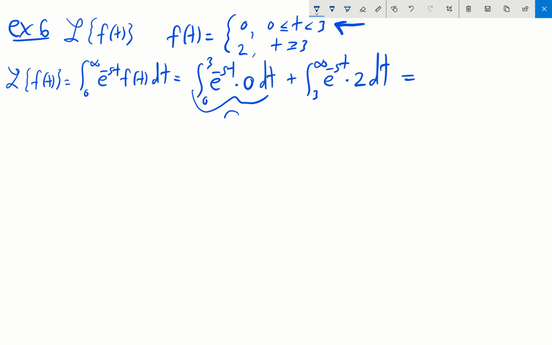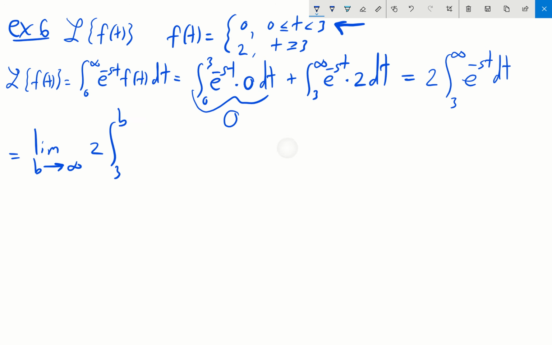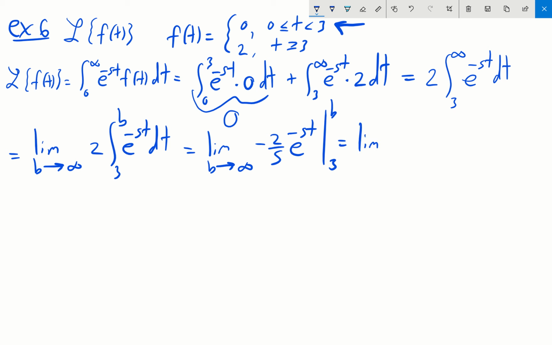For this first integral, the integrand is going to be 0, and therefore that whole integral will be 0. And so we're left with 2 times the integral from 3 to infinity of e to the negative st dt. Let's go ahead and work out this improper integral. This is the limit as b approaches infinity of 2 times the integral from 3 to b of e to the negative st dt. Simple u substitution on this one. The limit as b approaches infinity, we're going to get negative 2 over s e to the negative st, evaluated from 3 to b. This is going to be the limit as b approaches infinity of negative 2 over s times e to the negative sb minus e to the negative 3s.